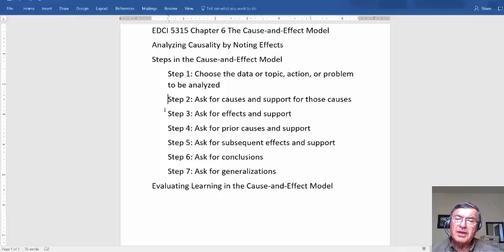Now, when it comes to evaluating learning in the cause and effect model, I suggest that you go to page 109 in the textbook in this chapter, and it's titled Potential Teacher and Student Behaviors in the Cause and Effect Model. And this is a really good list. In every chapter, that's probably one of the most important pages, because it talks about all the things that the teacher will be doing, and then what's expected of students.